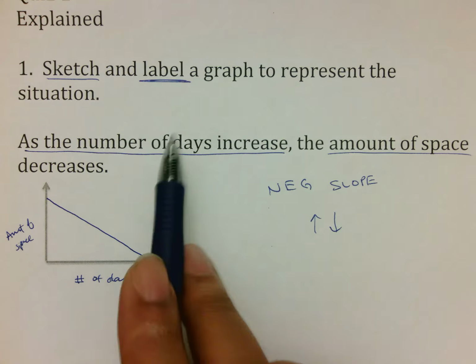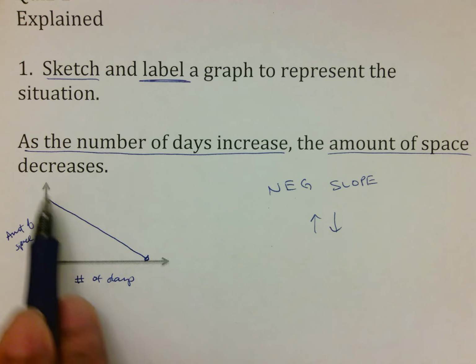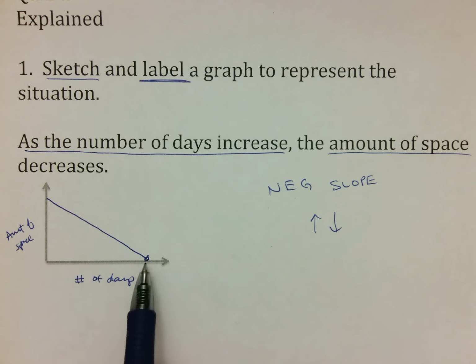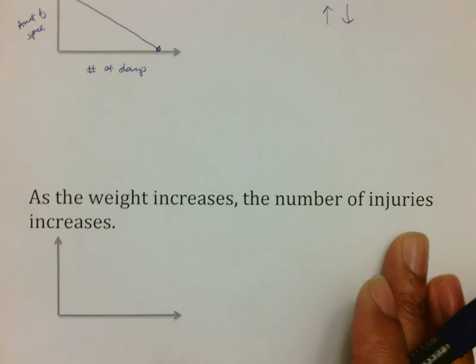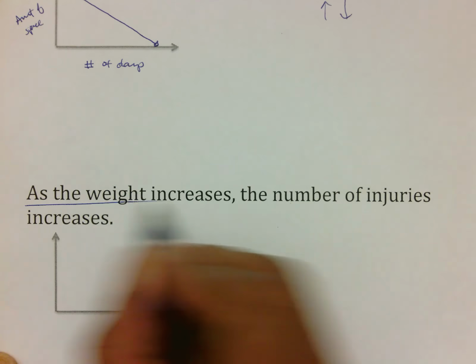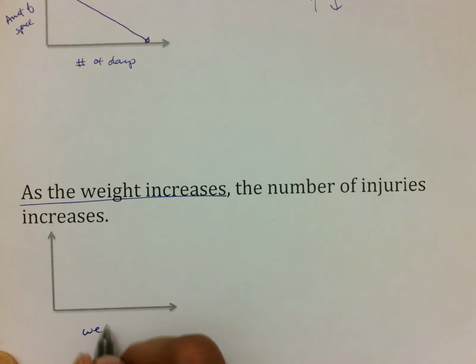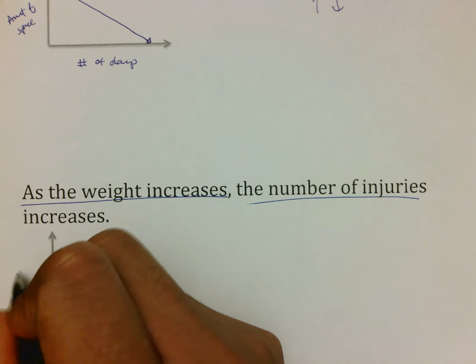Again, as number of days increase, that would be this part. So as number of days goes forward, notice that your amount of space is going down, where eventually it reaches 0. Alright. As weight increases, the number of injuries increases. Again, looking at this, here's your first statement. I think we'll call this weight. And this would be number of injuries.